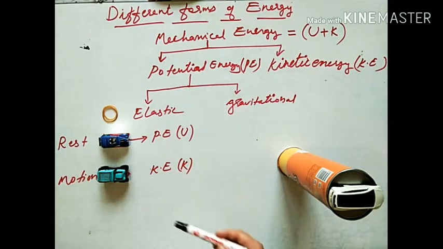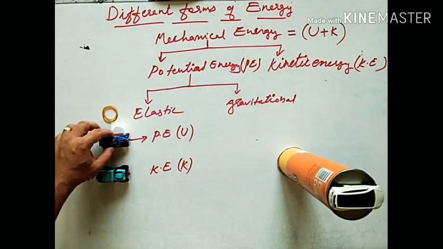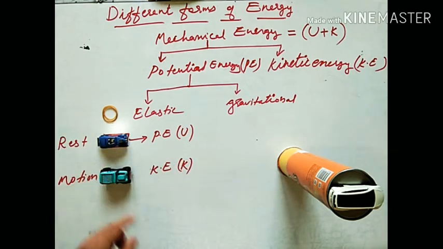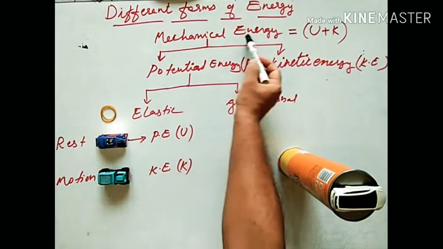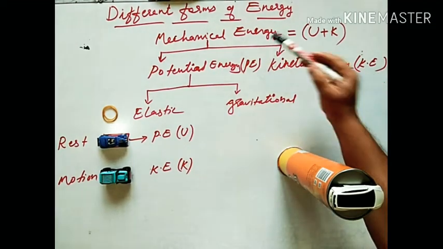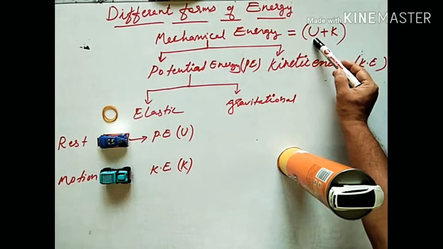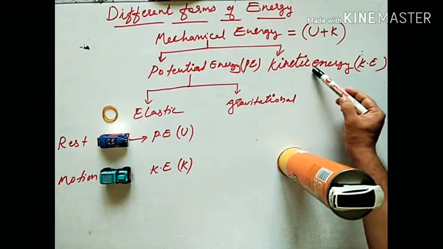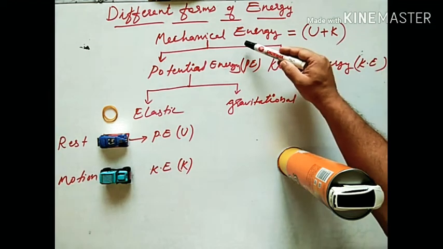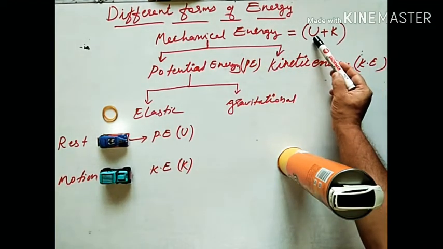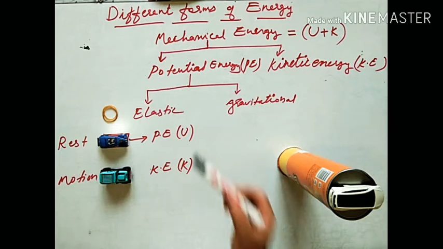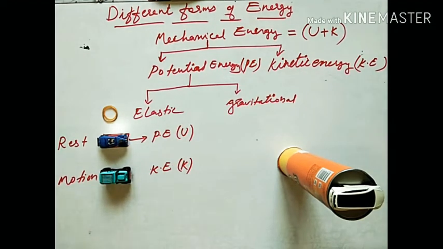Or we can say that whether the body is at the state of rest or in the state of motion, together we call it mechanical energy. So mechanical energy is the sum total of its potential energy, denoted by the letter U, and kinetic energy, K. So we can say mechanical energy is the sum of its potential energy and kinetic energy. So what is potential energy, U?